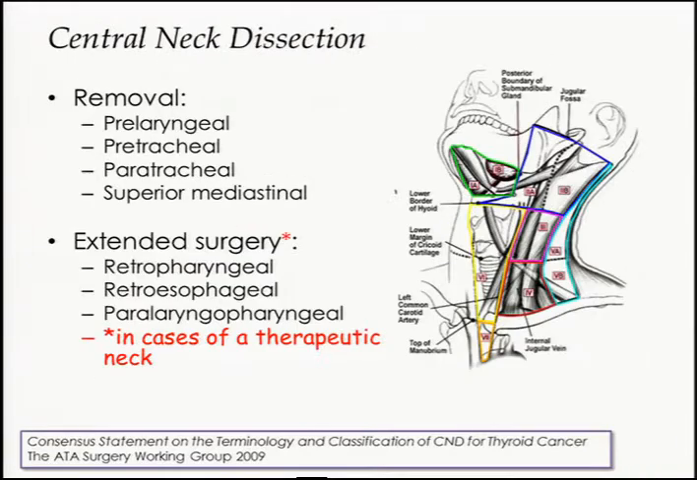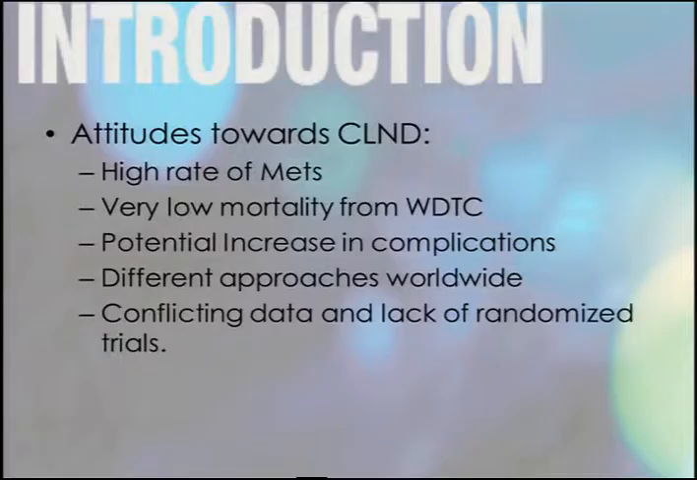So that is the difference between the surgical central neck and the anatomic central neck, which is bounded superiorly by the hyoid bone. In central neck dissection, when we talk about the extent of dissection, we're talking about the prelaryngeal, pretracheal, and paratracheal nodes, as well as the superior mediastinal nodes. In extended surgeries, when there is a therapeutic neck to be done, there are other areas that we may at times rarely need to address, like the retropharyngeal, retroesophageal, or the paralaryngopharyngeal nodes as well.